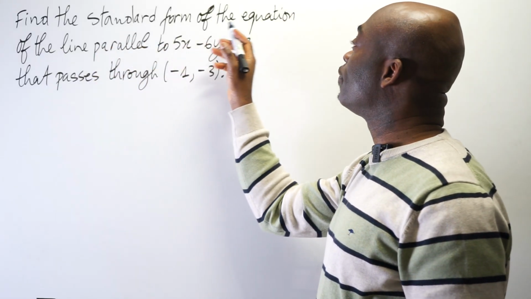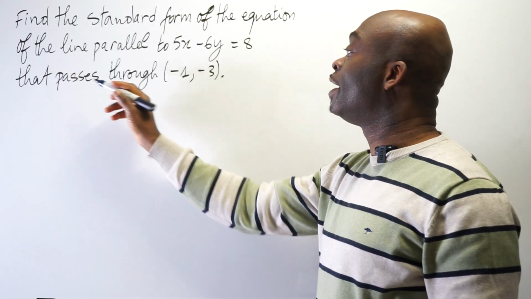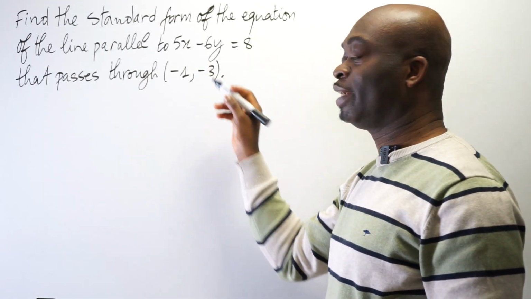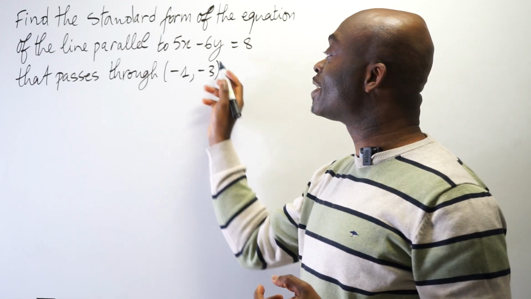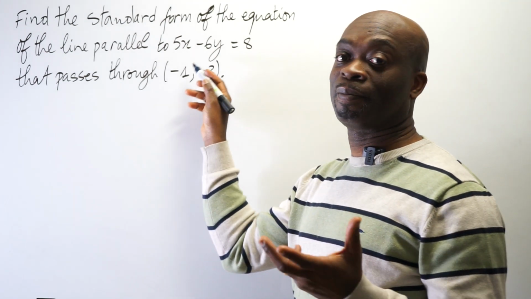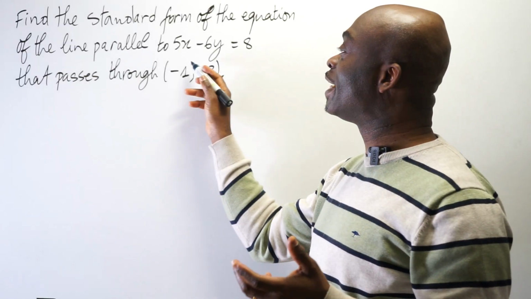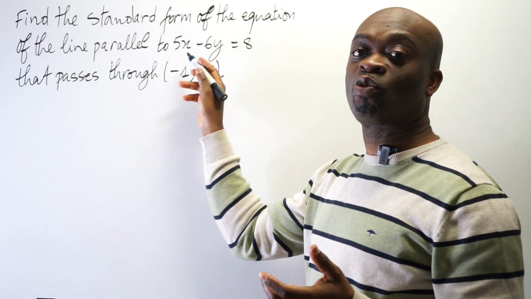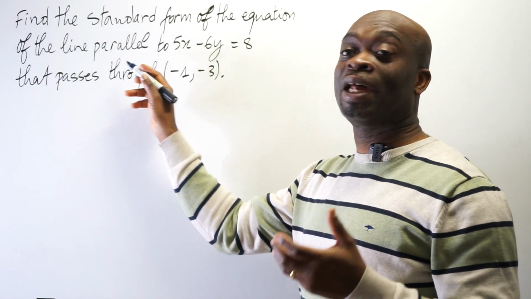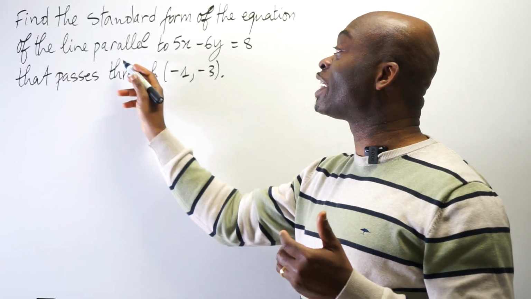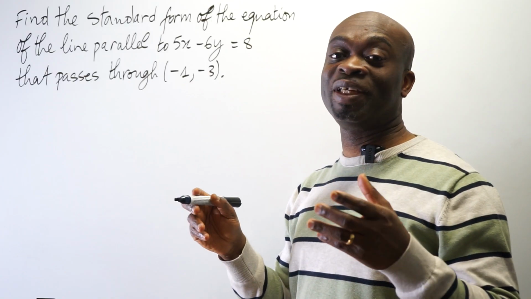Find the standard form of the equation of the line parallel to 5x minus 6y equals 8 that passes through (-1, -3). So what do we need in order to find the equation of a line? As we are already given a point here, we just need the slope. To get the slope, we have to rewrite this equation into the slope-intercept form. And as we're looking for the equation of the line that is parallel to this one, we also need to know that those two slopes will be the same.